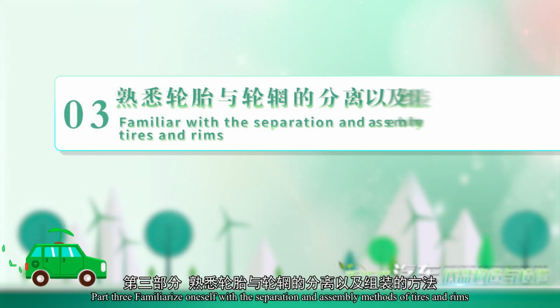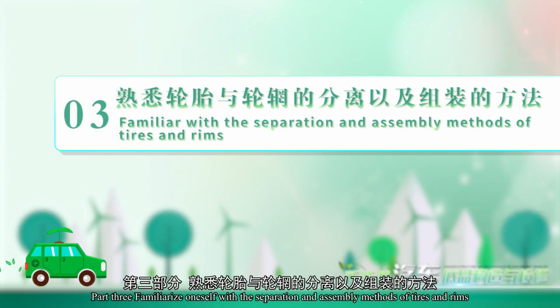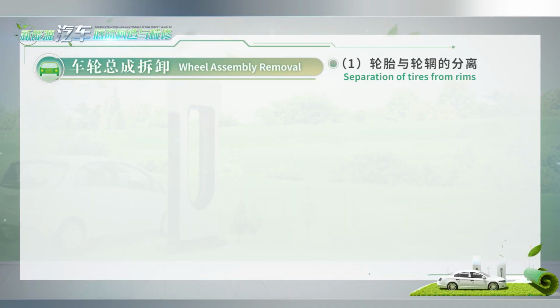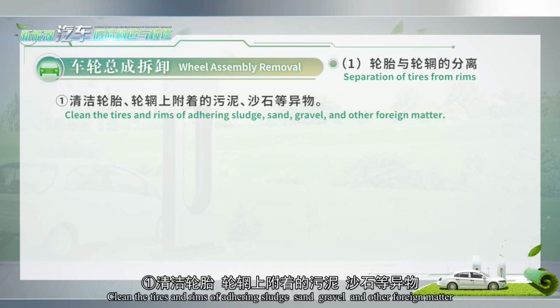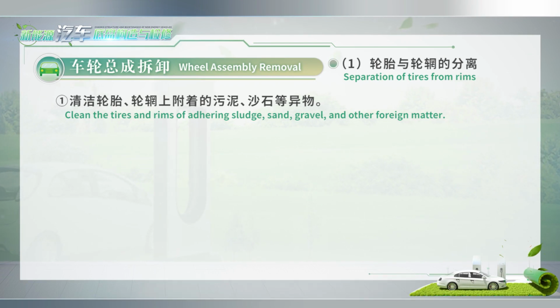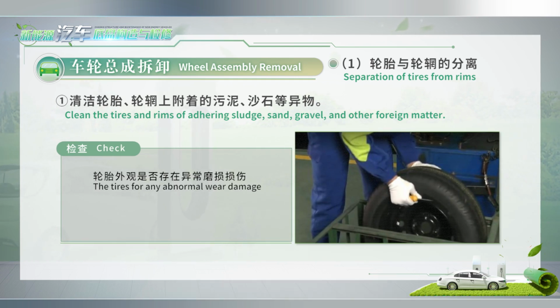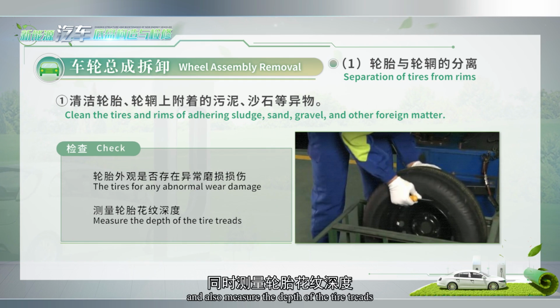Part 3. Familiarize oneself with the separation and assembly methods of tires and rims. Separation of tires from rims. Clean the tires and rims of adherent sludge, sand, gravel, and other foreign matter. Check the appearance of the tires for any abnormal wear damage, and also measure the depth of the tire treads.